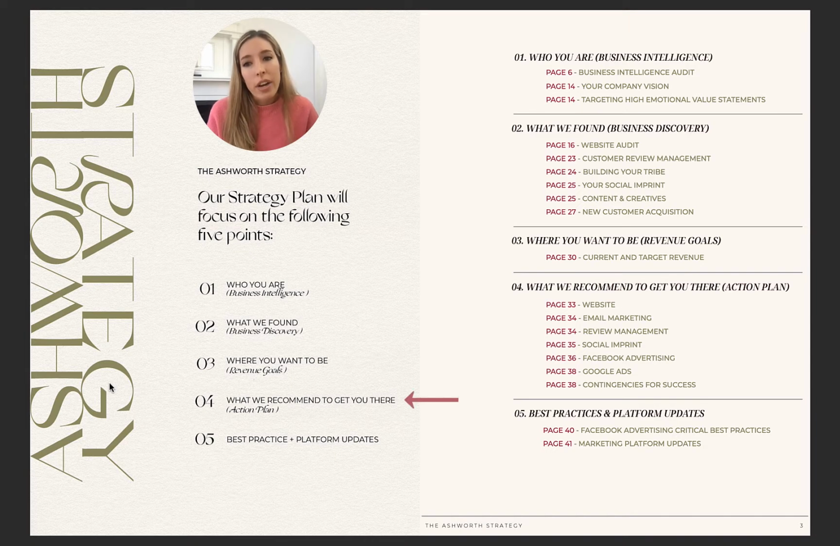And then what we recommend to get you there. So this is the action plan part, and that is website, email marketing, review management, social imprint, Facebook advertising, Google ads, all the advertising that we'd be doing for you, email marketing, and SMS as well as contingencies for success. Really important that you know basically upfront all that we have been through, what we have seen from our past clients, and that's part of the expertise that you're coming on board with, is knowing what we know from the other situations from our clients that have not worked out and how to avoid them, essentially. So these are the contingencies for success.